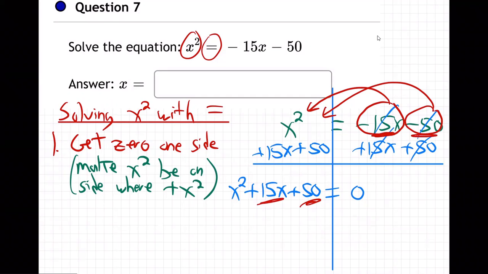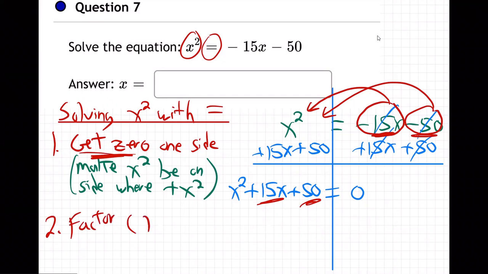If you want to save time and you don't want to write all that stuff, just jump them to the other side, and their sign will switch. It's quick. So wherever x squared is positive, just jump everybody to his side. When they jump to the other side, they switch their sign, because of the adding and subtracting, but we can just do it quick. And then you've got a 0. So step one is get a 0. We got a 0. Now step 2.